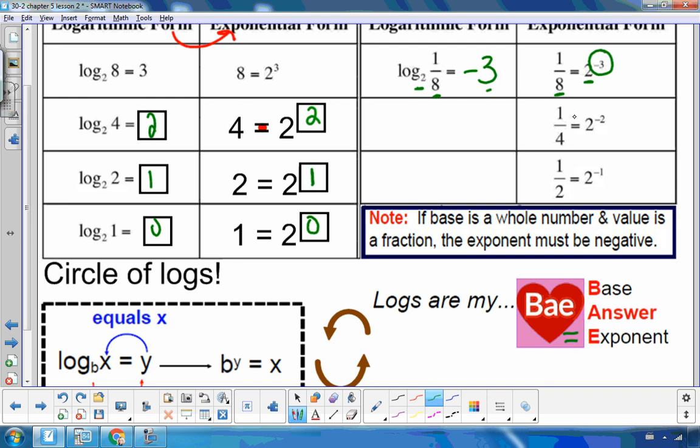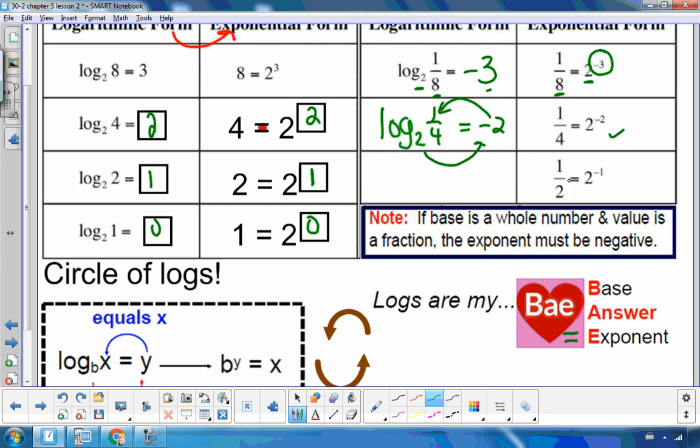So here's a statement. 2 to the negative 2 is the same as a quarter. If I want to write that in log form, I use bae. Log of base, answer, equals exponent. And look, you can use the circle of logs to check. 2 to the negative 2 equals a quarter. Yes, I did it right.